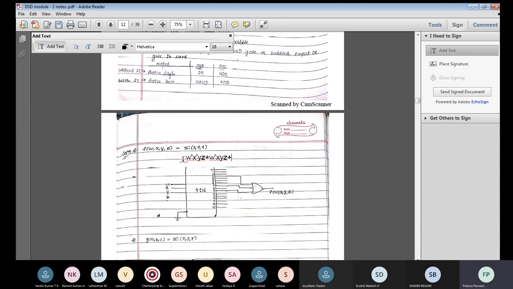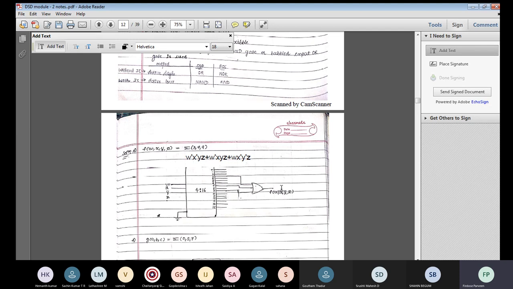So 9 means it is 1, 0, 0, 1. So this is 3, that is 0, 0, 1, 1. This is 7, 0, 1, 1, 1. Here it is 1, 0, 0, 1. So W, X bar, Y bar, Z. So we'll be using an OR gate. At 3, you'll be getting W bar, X bar, Y, Z. Here directly you'll be getting W bar, X, Y, Z. Here directly you'll be getting W, X bar, Y bar, Z. Hence, we'll not be using any bubble at the input side. Directly, if I put an OR gate, I'll be getting the output.